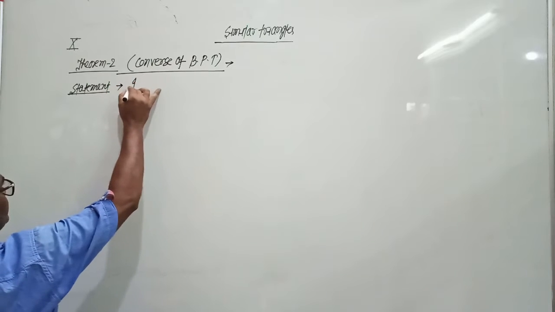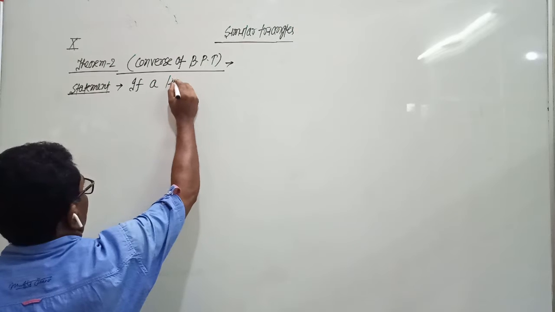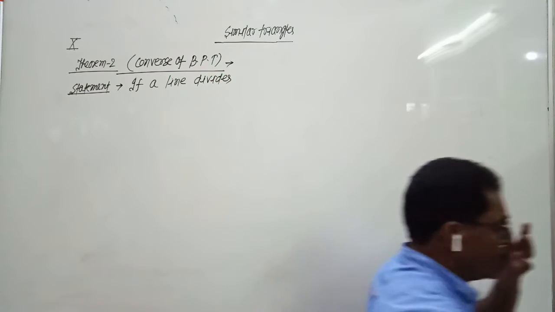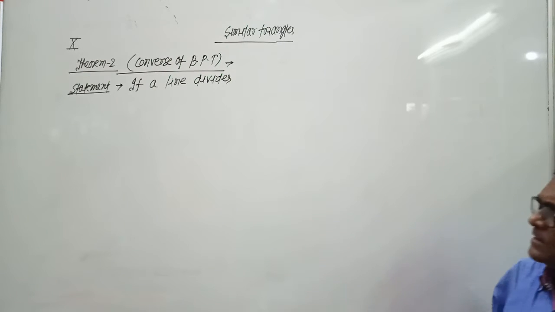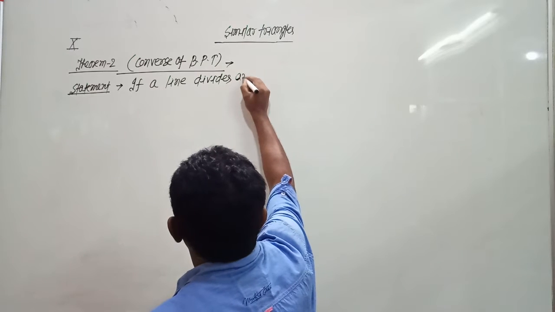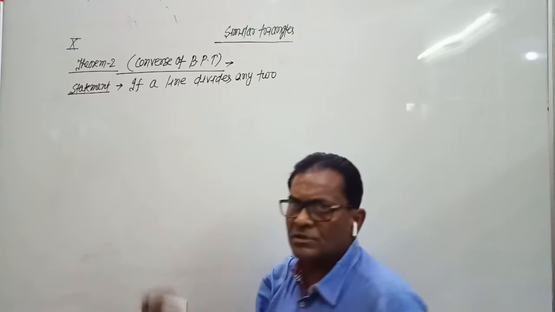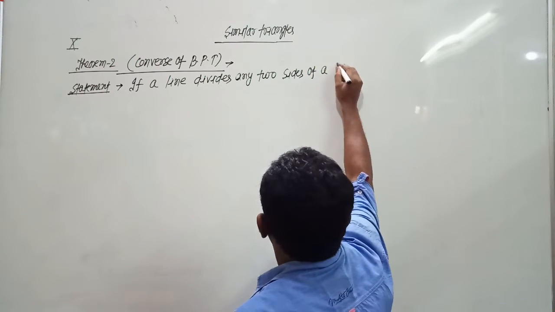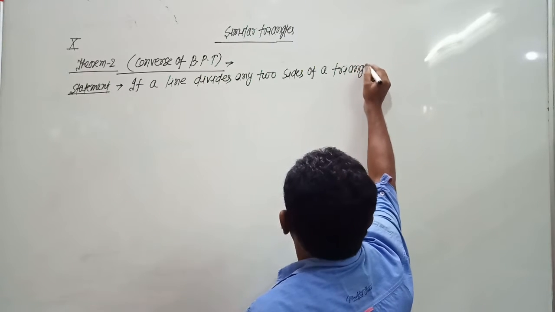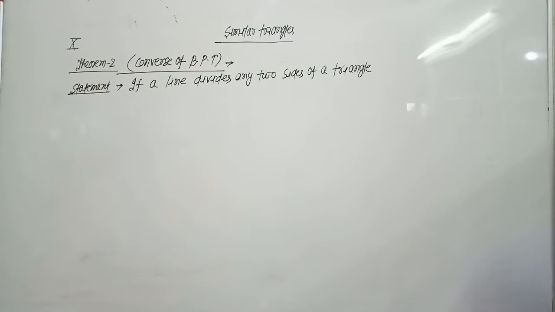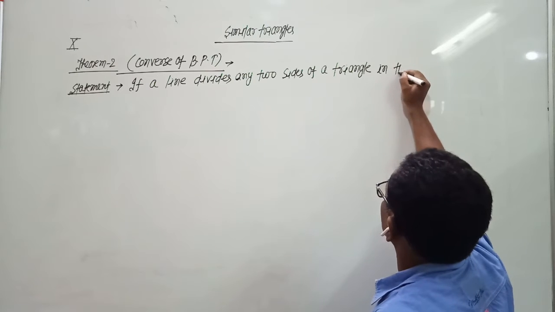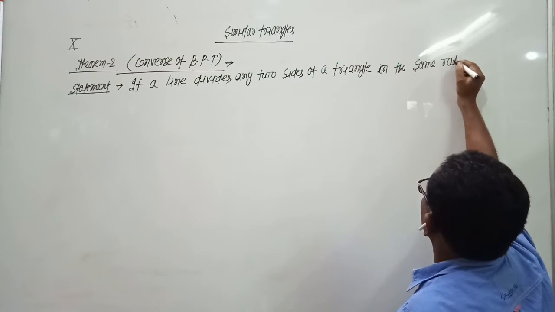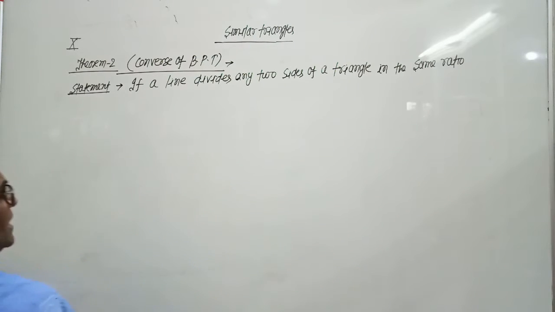If a line divides any two sides of a triangle in the same ratio, then the line must be parallel to the third side.